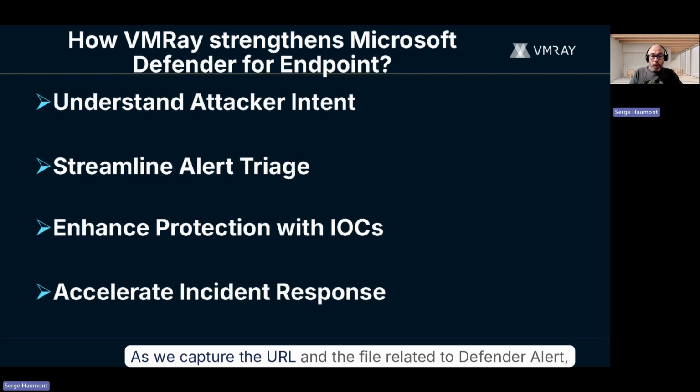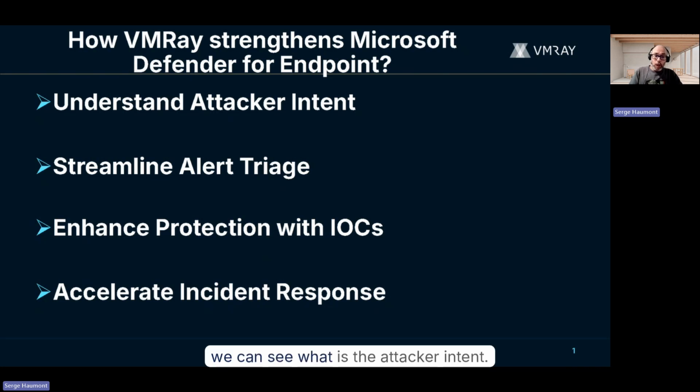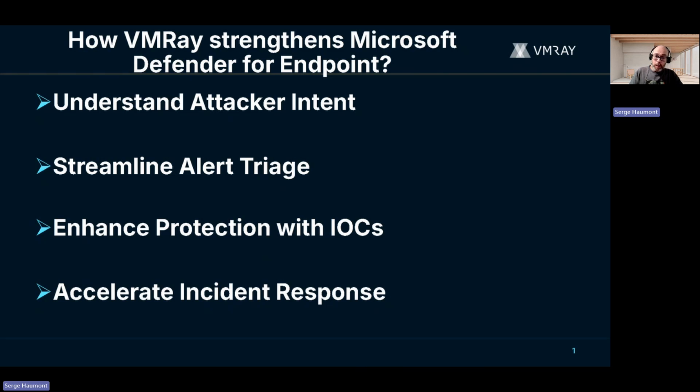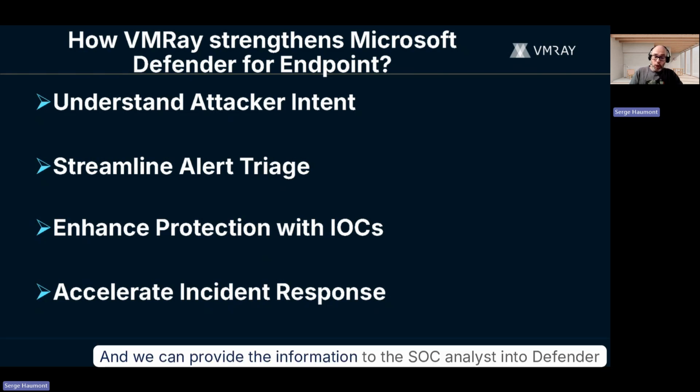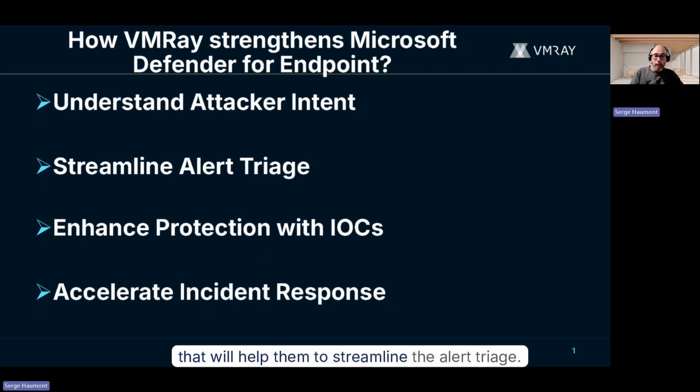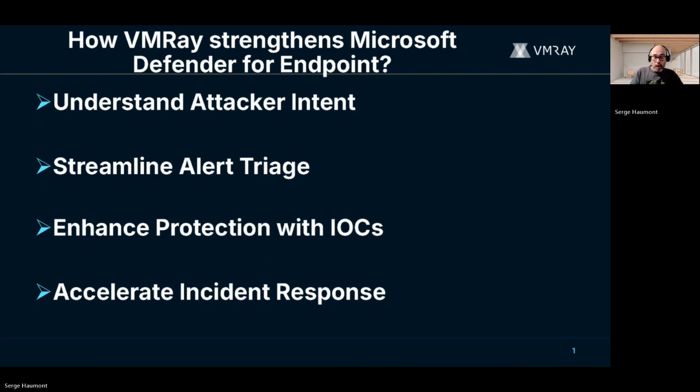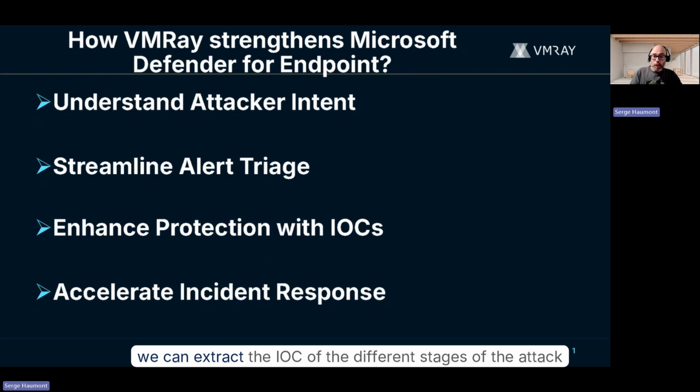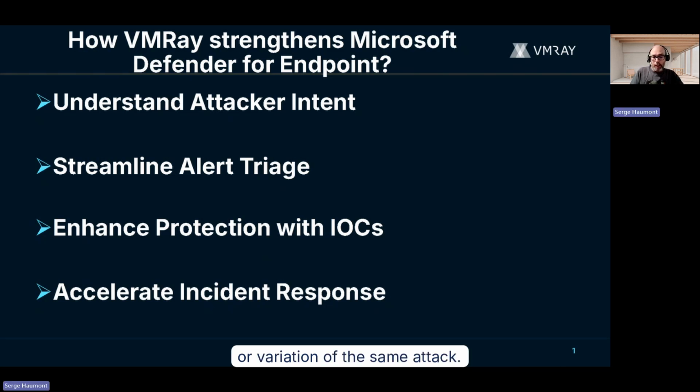As we capture the URL and the file related to the Defender alert, and we let the attack run in an evasion-resistant sandbox, we can see what the attacker's intent is. And we can provide the information to the SOC analyst in Defender that will help them streamline the alert triage. Maybe most importantly, we can extract the IOCs of the different stages of the attack and provide that to defenders to automatically block repeats or variations of the same attack.